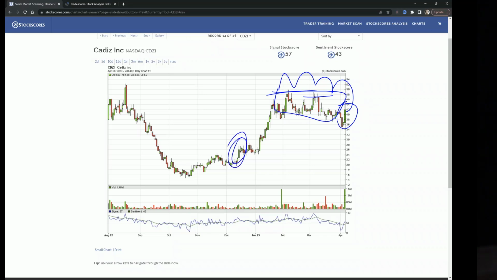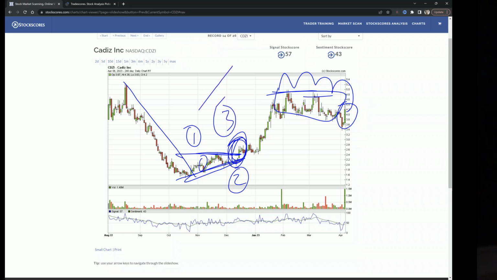However, back here, it had broken its downward trend line. That's step 1 in a turnaround. It built a rising bottom. That's step 2. And it broke out from a rising bottom. That's step 3. That is my bottom fishing strategy. I just taught you a strategy for free.